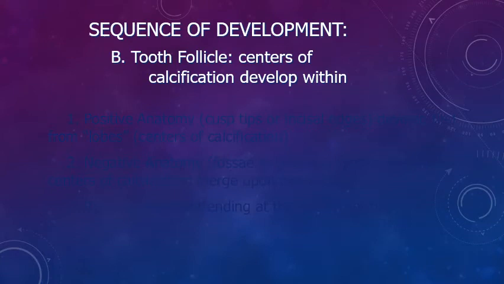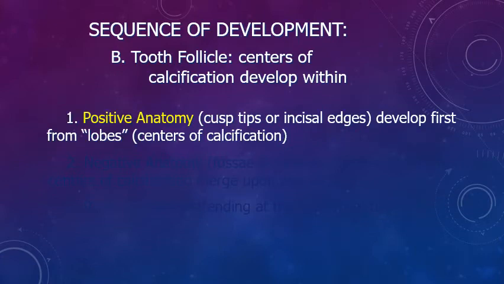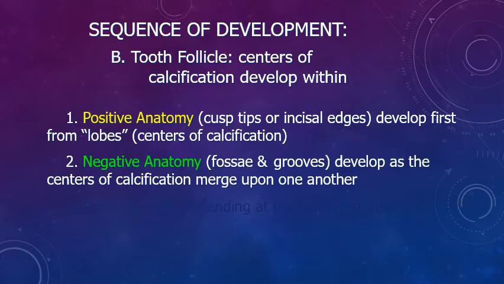So the tooth follicle in which the tooth actually forms has different centers of calcification that develop within it. These centers of calcification are known as lobes, and the positive anatomy, which is usually the cusp tips, the incisal edges or the marginal ridges, usually develops first from the lobes and centers of calcification. Once these centers of calcification join together or coalesce, the negative anatomy starts to appear. So whenever a tooth is forming, the positive anatomy forms first, and once the centers of calcification have formed, they join together.